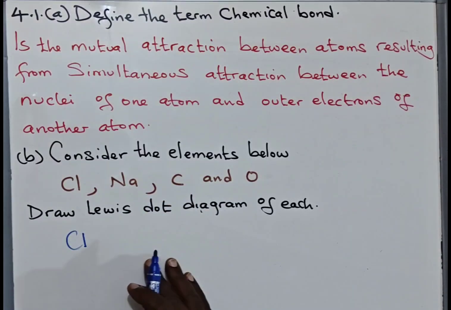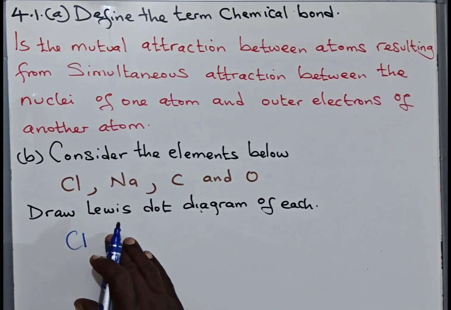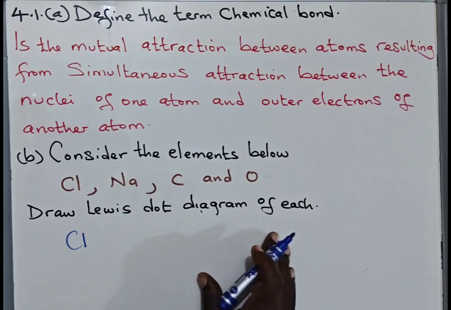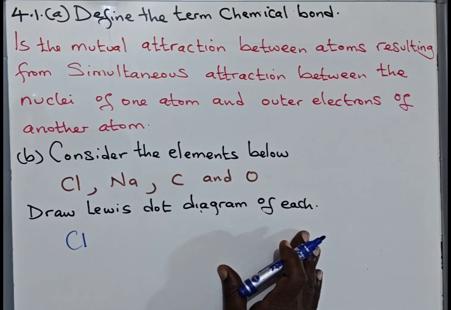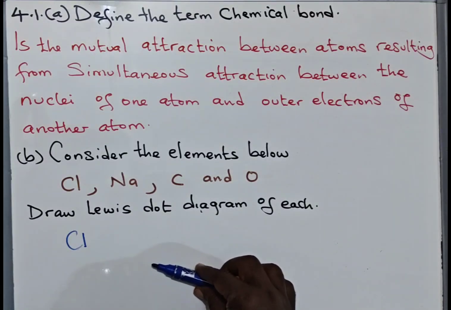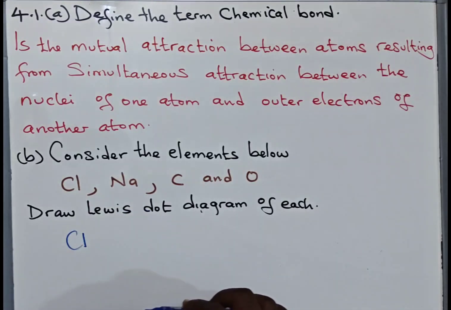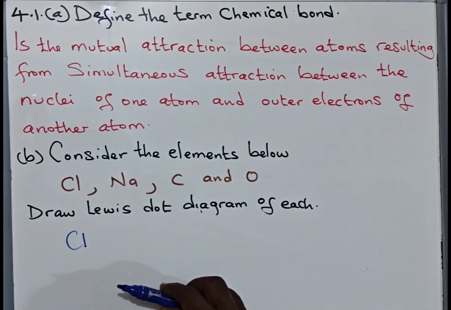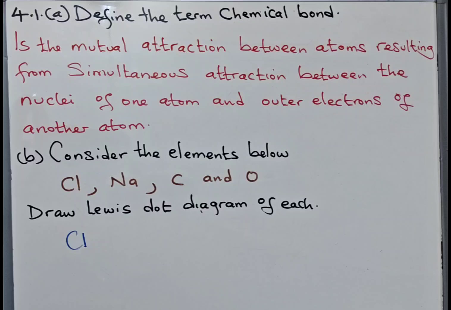What are we doing here? We are drawing a Lewis dot diagram. What is it? A Lewis diagram represents the symbol of an atom with the outermost electrons distributed around it. The question at hand is, how do we get the number of electrons we distribute?